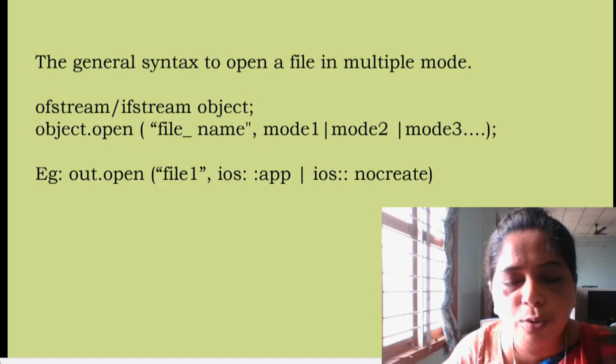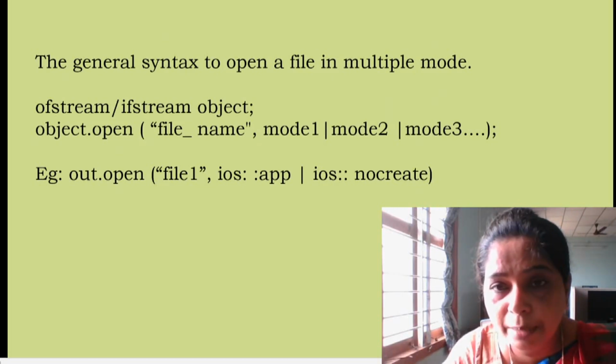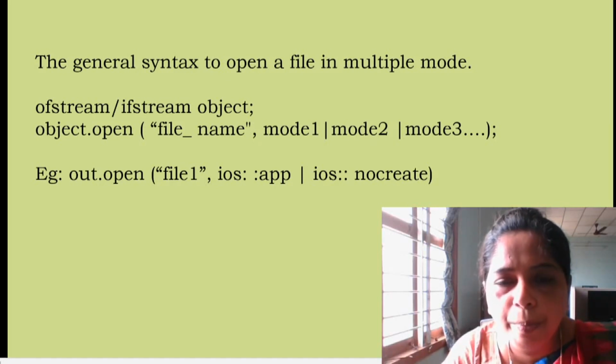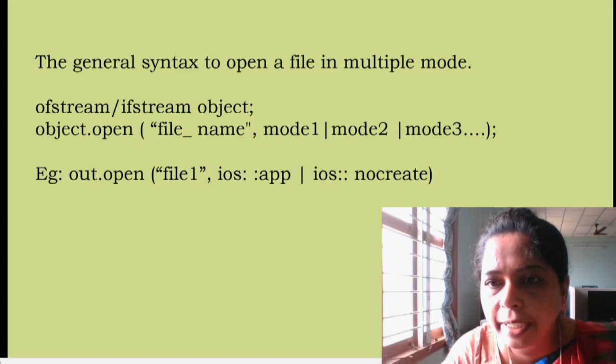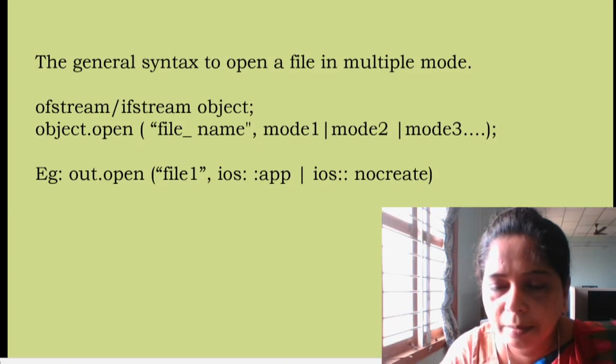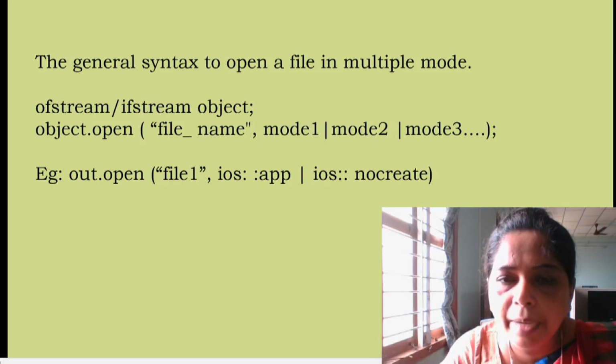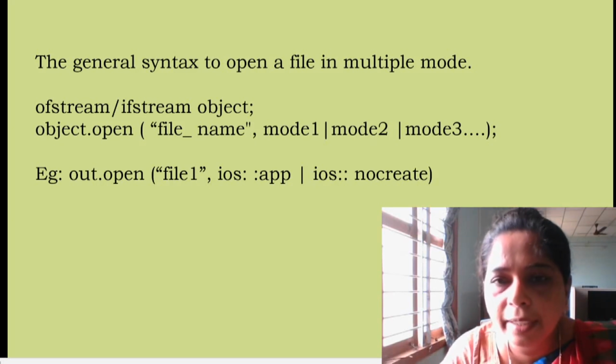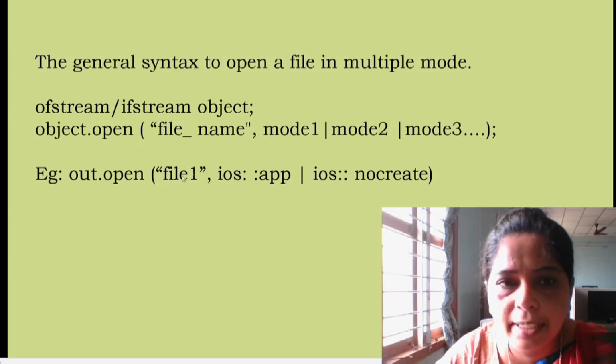Here is the general syntax to open a file in different modes, that is in multiple modes, that is ofstream or ifstream. We have to create the object, then object.open(file name, mode1 | mode2 | mode3, etc.). Close the bracket, semicolon. So file name and the modes are separated by a comma, but the different modes are separated by the pipe symbol. We have to remember the difference. To separate file and mode, we'll be using a comma, and to separate the multiple modes we are specifying, we'll be using the pipe symbol.